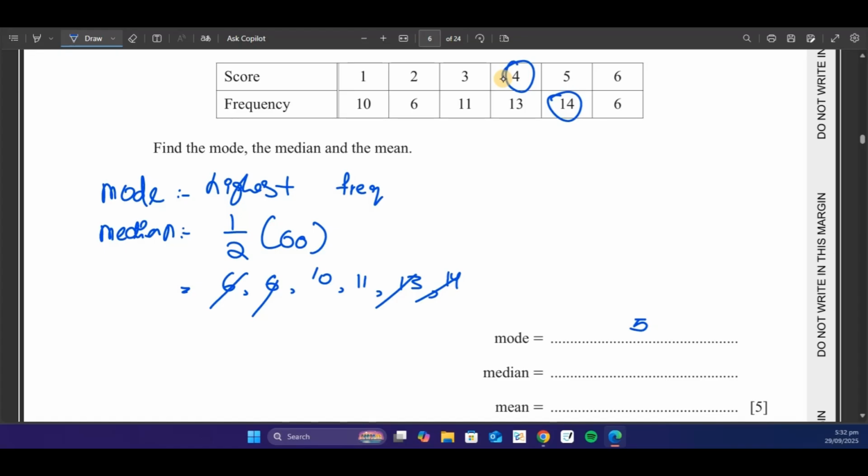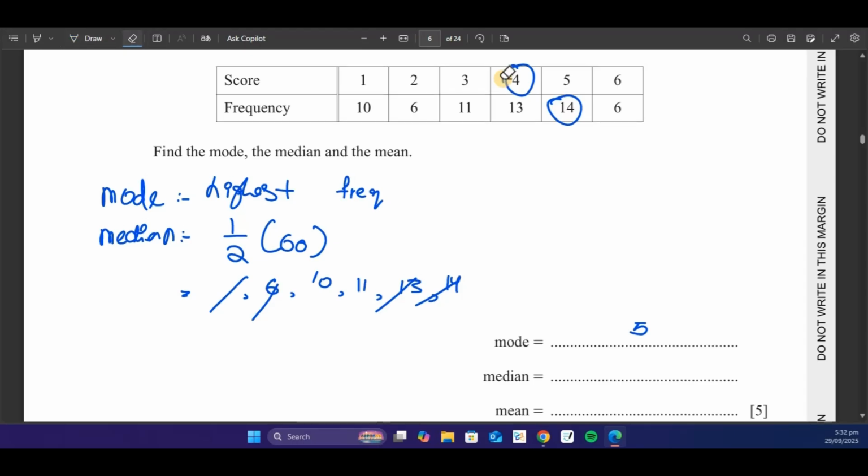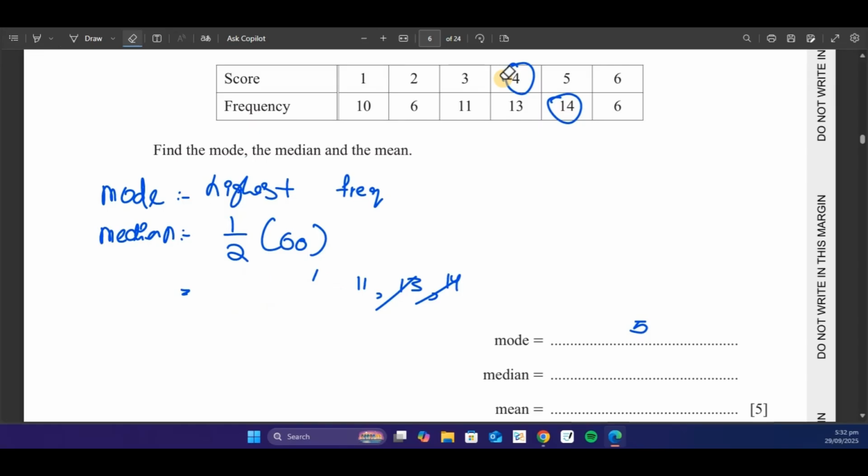Alright, makes sense? Because why? Because 60 divided by 2 is 30. Okay, so what we basically did, leave this, this is a bit confusing, so we're just going to rub this. Median is basically the middle value.